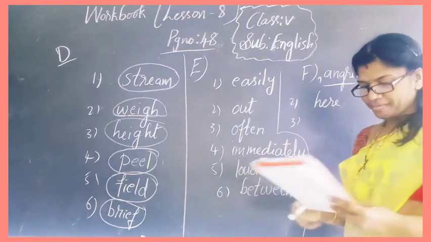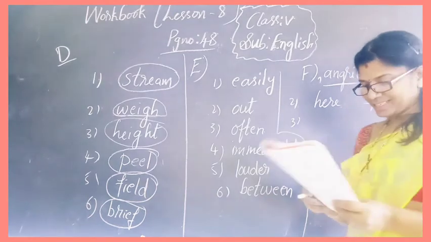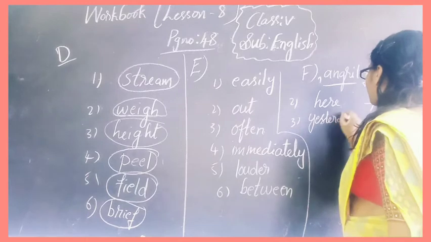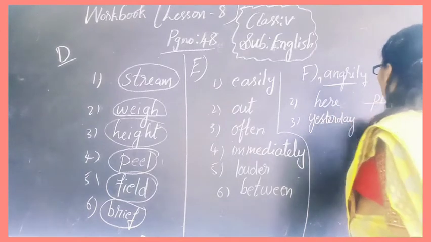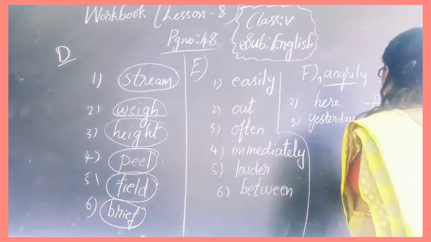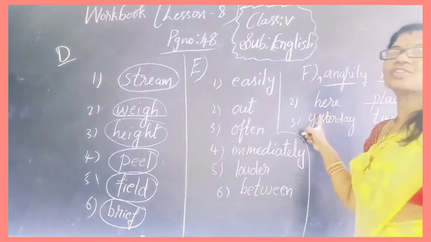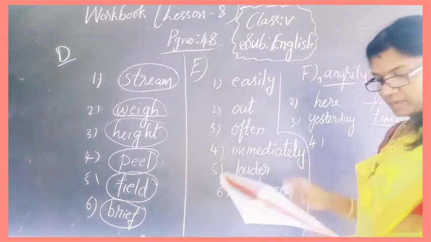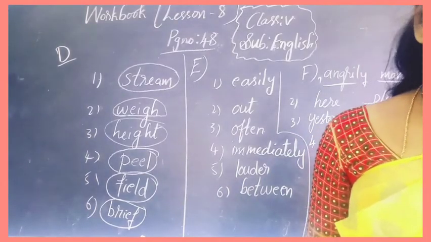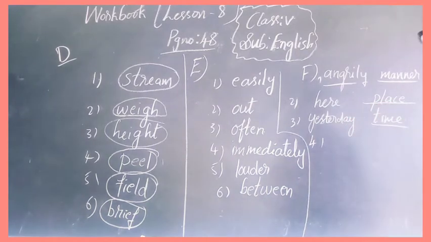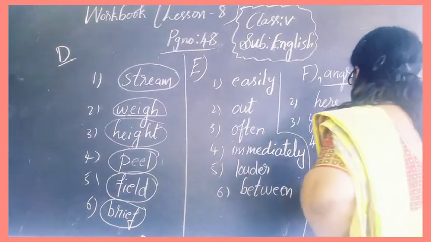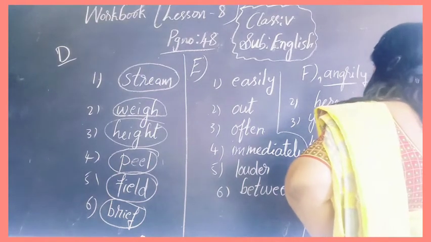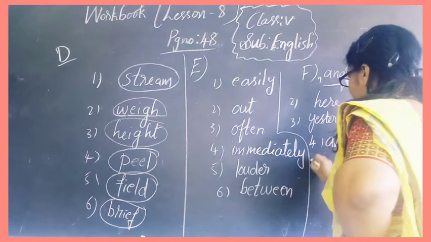Now third one. We went for a walk yesterday too. Yesterday is telling about the time. When did you go? Yesterday. So adverb of time. Where did he stand? Here. That is the place. Next, fourth one. I can't find my book anywhere. Anywhere is a place. Here, anywhere, everywhere are adverbs of place. P-L-A-C-E, place.